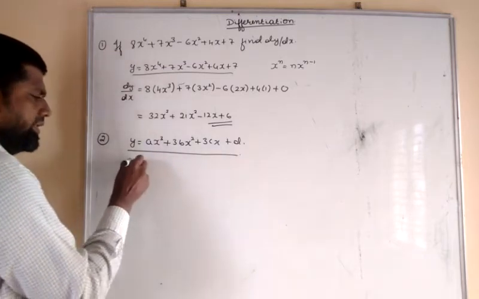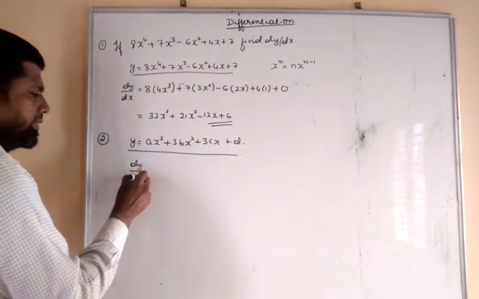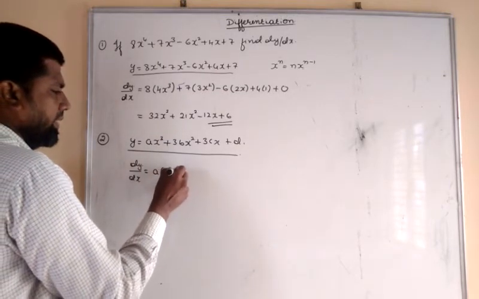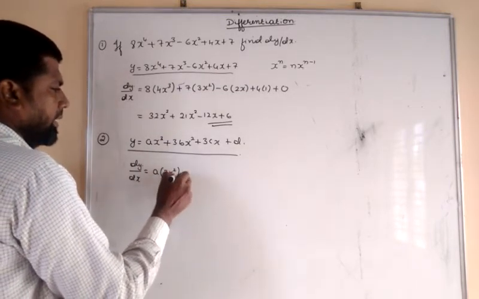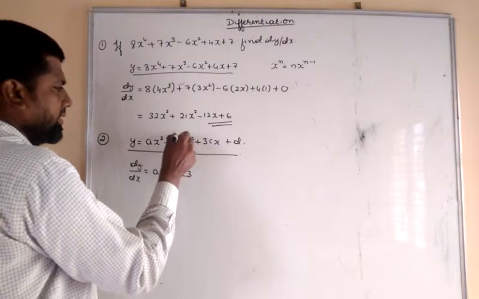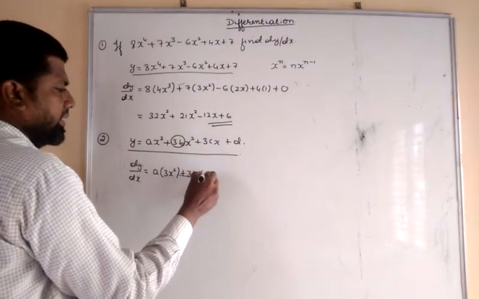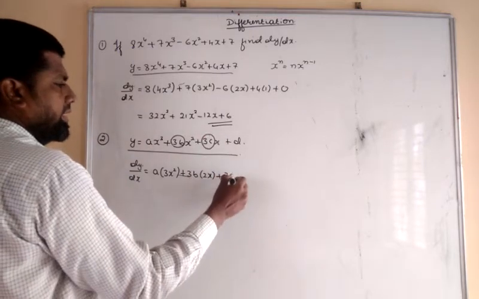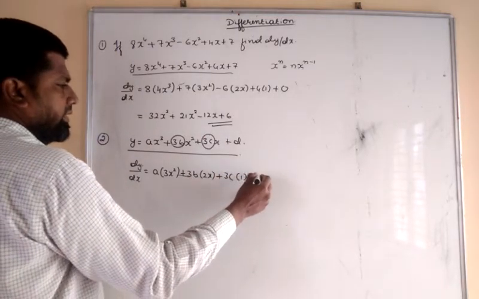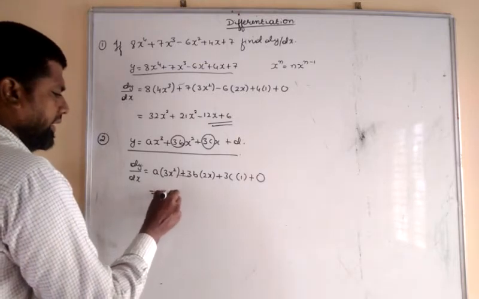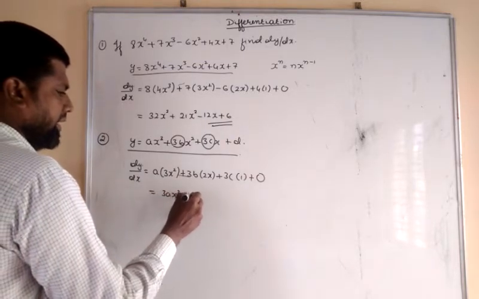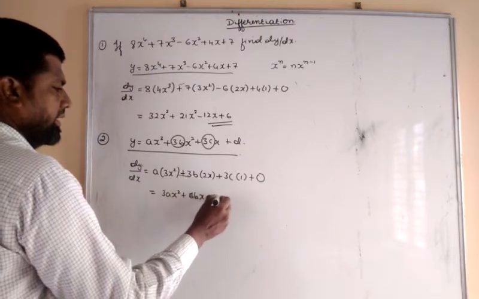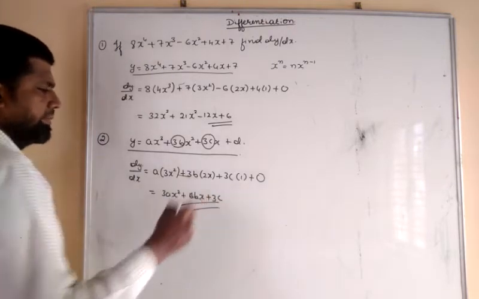Let us differentiate: dy by dx with respect to x is equal to a, a constant, times x cube differentiation, which is 3x square. Then plus 3b is a constant, x square differentiation is 2x. Then 3c is a constant, so 3c as it is, and x differentiation is 1. d is a constant, so 0. Then 3ax square plus 3 twos are 6bx plus 3c. So this is the answer.